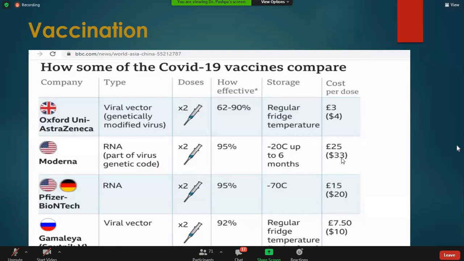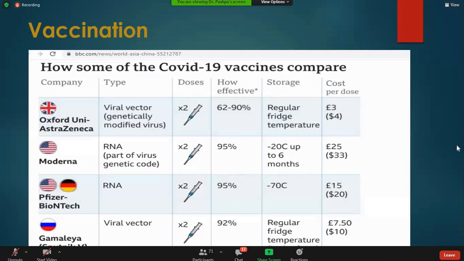And then there is Sputnik, which is made in Russia, previously known as the Soviet Union. They are using the viral vector. It is available in two doses, and it is 92% effective. Other than that is Johnson & Johnson, which is available in a single dose.